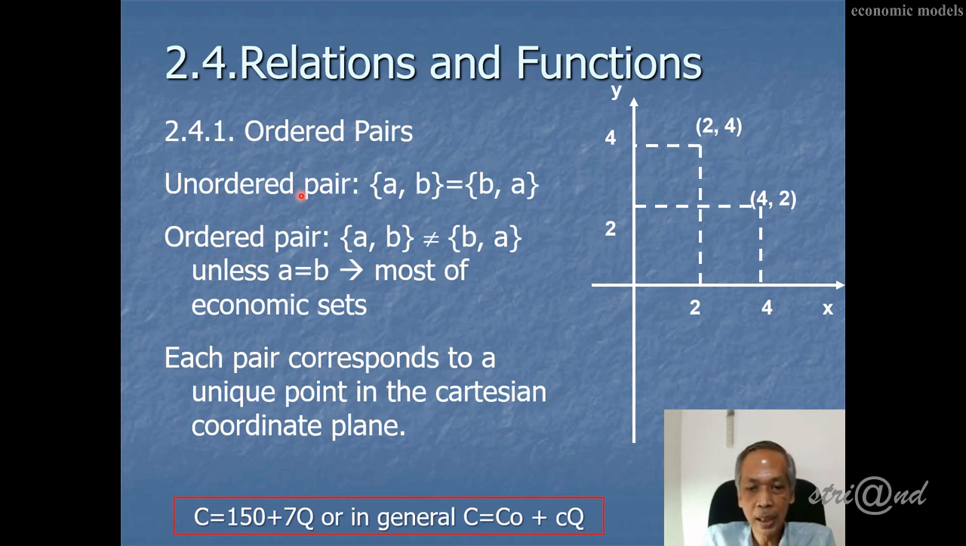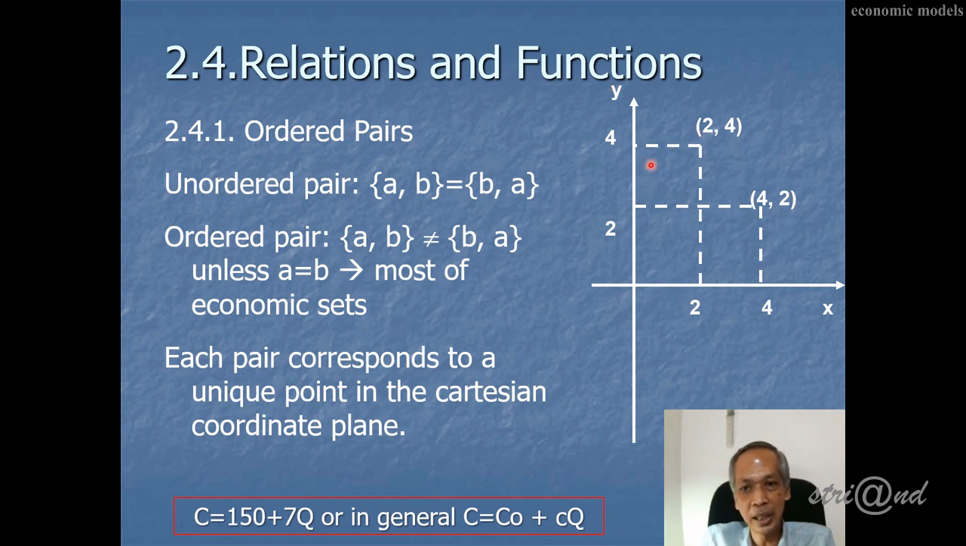If it is unordered, the order does not matter. For example, A and B is the same as B and A. In this example, for x and y, 4x and 2y is the same as 2x and 4y. However, this is not the case in our example. 4 quantity and 2 cost is not the same as 2 quantity and 4 cost.